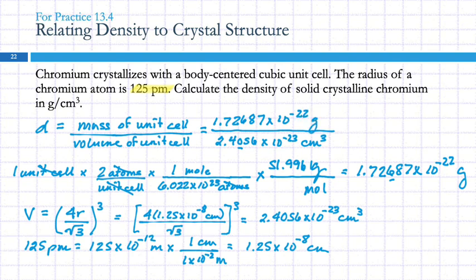So we'll take that really tiny number and divide by the really tiny volume that we got. And we're going to get 7.18 grams per cubic centimeter. Is that a reasonable density for a metal? Metals are more dense than water, right? Water is 1 gram per cubic centimeter. So, yeah, that's reasonable. Any questions?